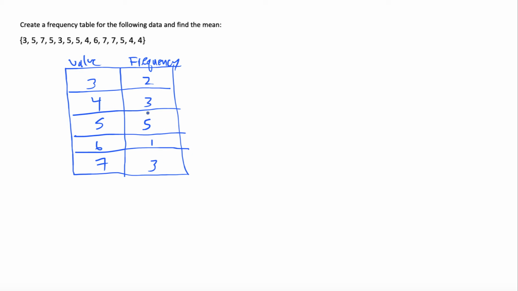So what does that mean? It means how many numbers there are total. Let's look at the frequency. When we add this column together, there's 14. There are 14 values in this data set.